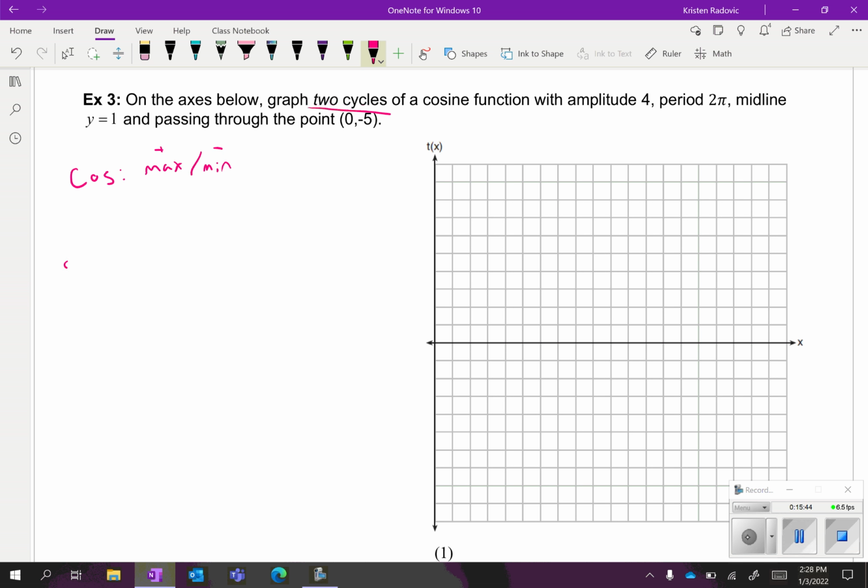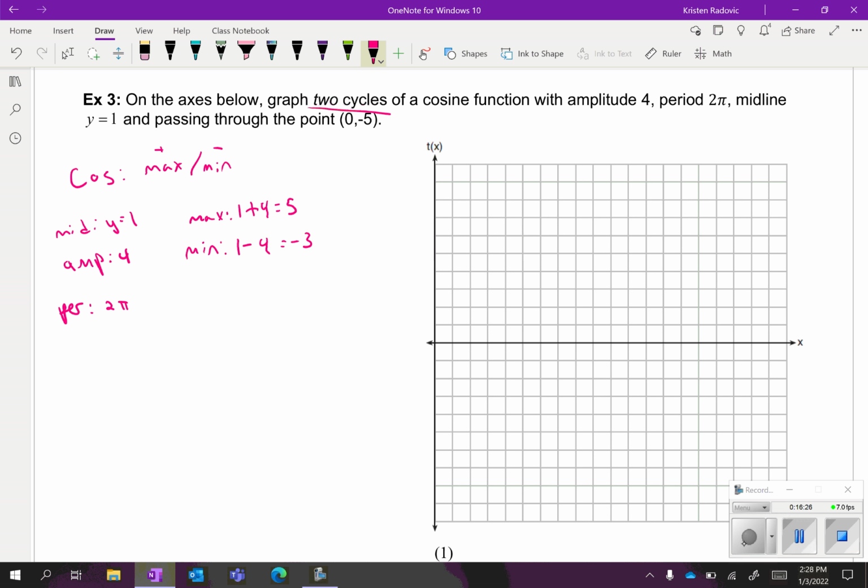We know that your amplitude is 4, your period is 2 pi, and your midline is y equals 1. So if we are looking for your maximum and your minimum, if you're starting at 1 and you're going up by 4, that's going to bring you to 5. If you're starting at 1 and you are going down by 4, that's going to bring you to -3.